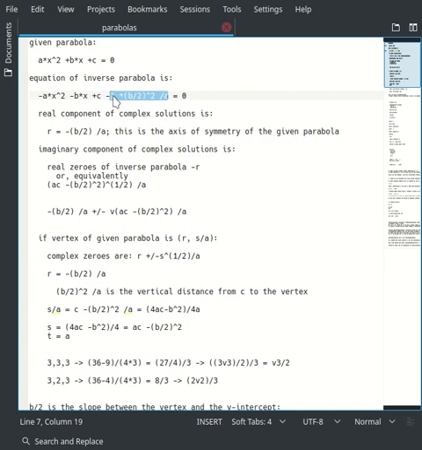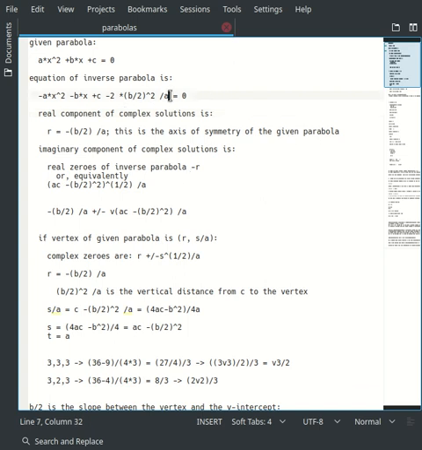And we need this twice in this case because the y-intercept has to be adjusted by that much, by 2 of them, because you have the distance twice because you have the 2 copies of the parabola. Right? Now, the real part of the complex solutions is this. The real part is negative b on 2 all on a. And this is the axis of symmetry of the given parabola, right?